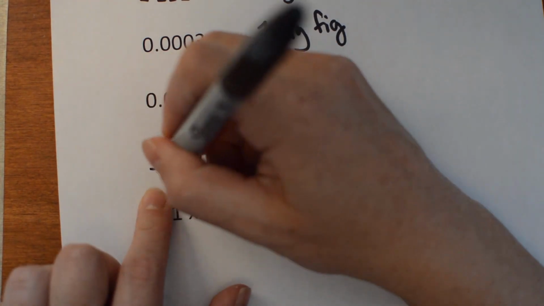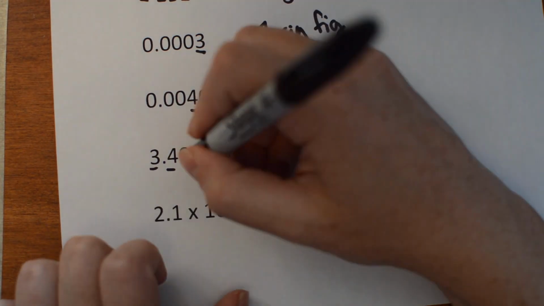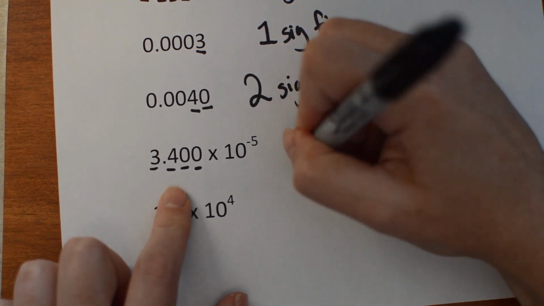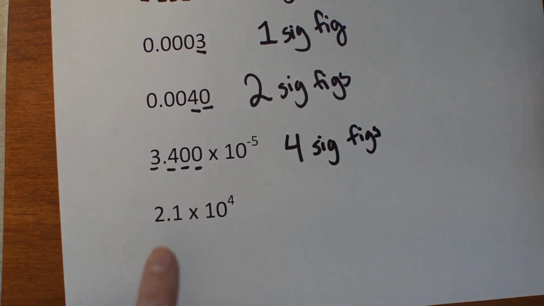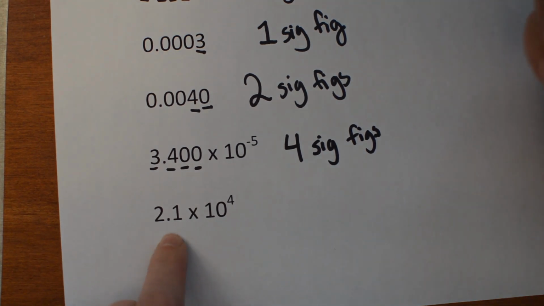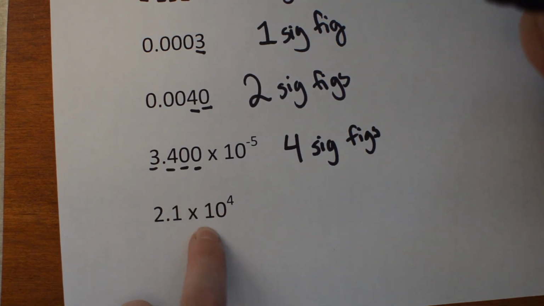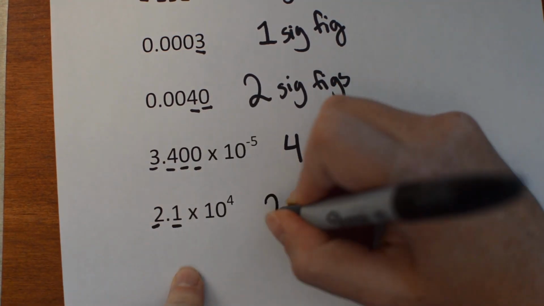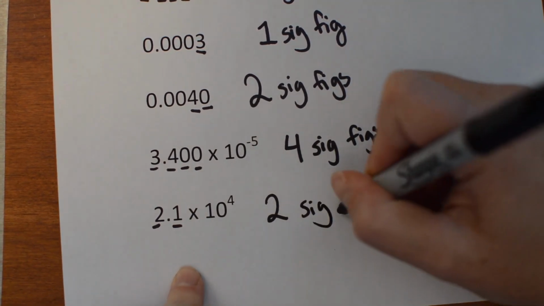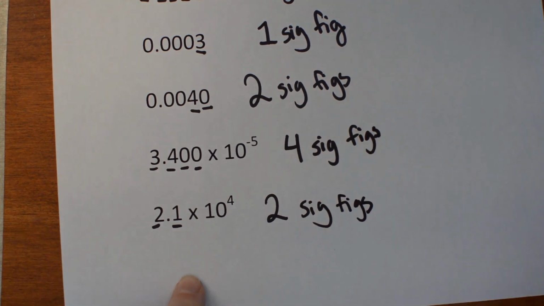Okay, so the 3 counts, the 4 counts. These are zeros after, so they count. There's 4 sig figs in this number. And our last number, 10 to the 4, this piece doesn't count. Just the 2.1 counts, the 2 counts, the 1 counts, there's 2 sig figs there. All right, so that's how we count how many significant figures a number has.